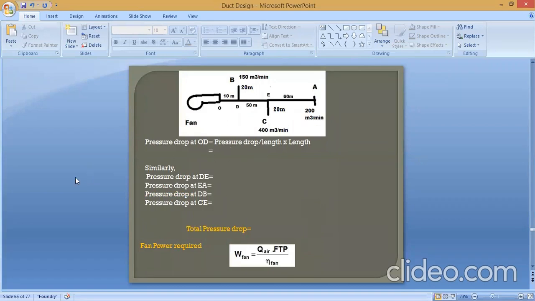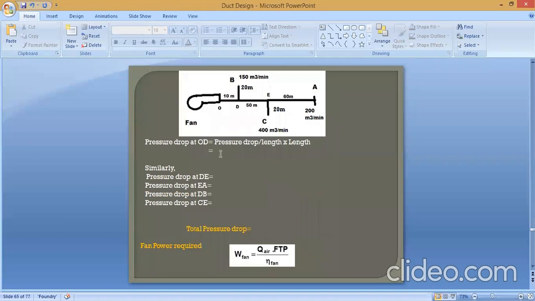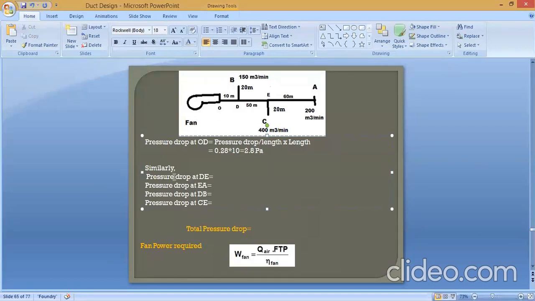So pressure drop per unit length was 0.28. So 0.28 multiplied by the length, O to D length is 10 meter, which is equal to 2.8. Sorry, my mistake, its unit is Pascal, because pressure drop per unit length is Pascal. So 2.8 Pascal for OD.